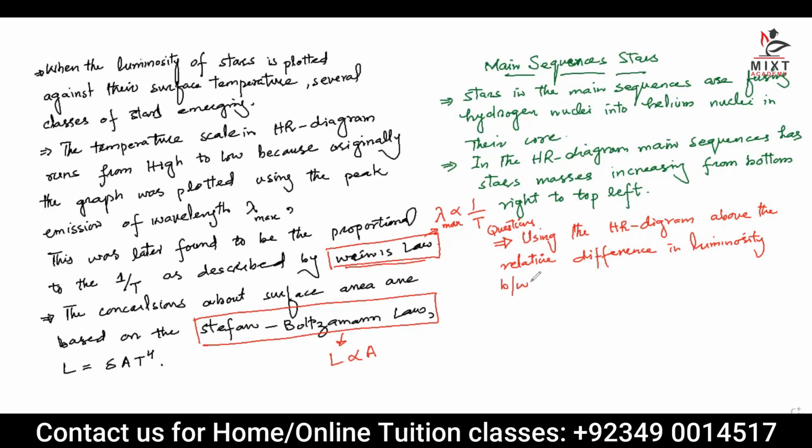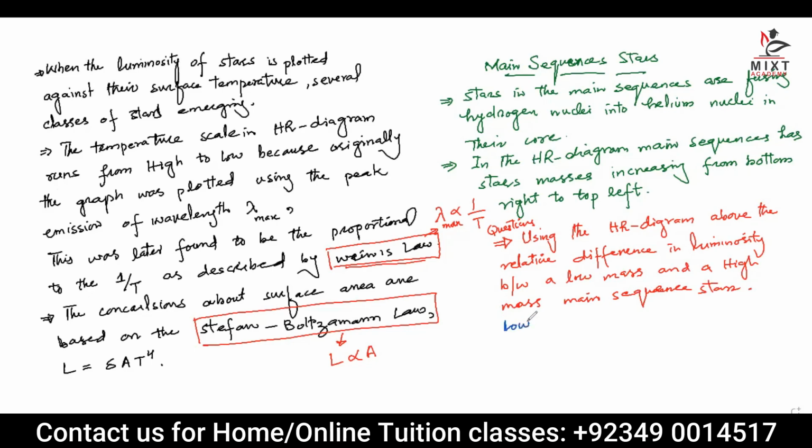between a low mass and a high mass main sequence star. Fine. So how are you going to do that question?